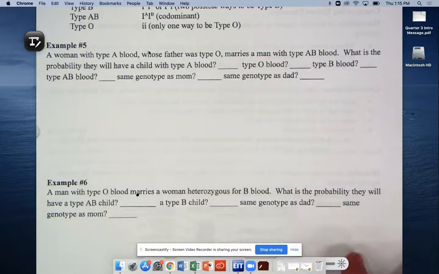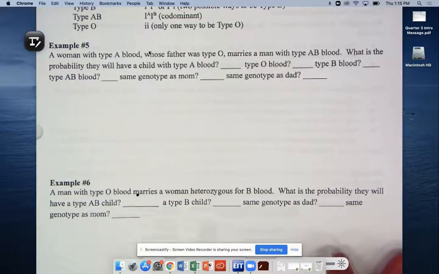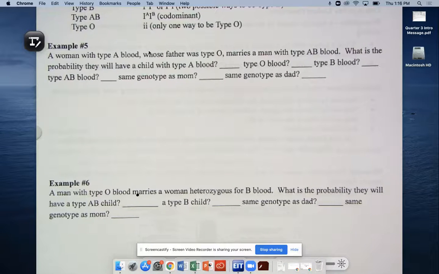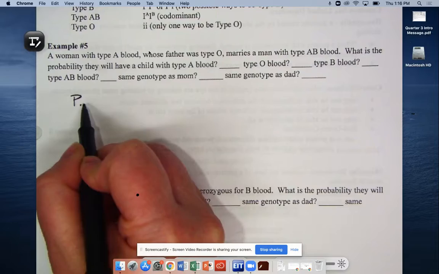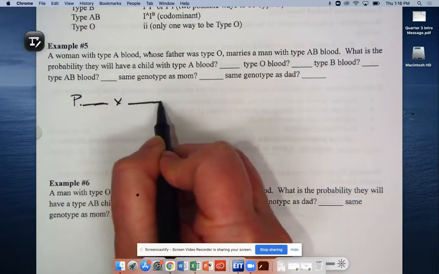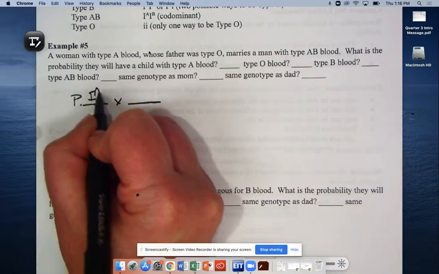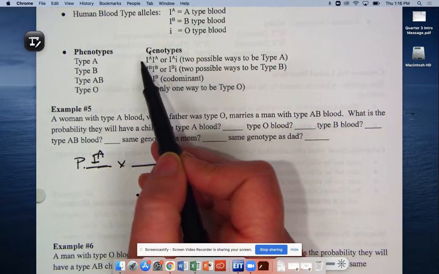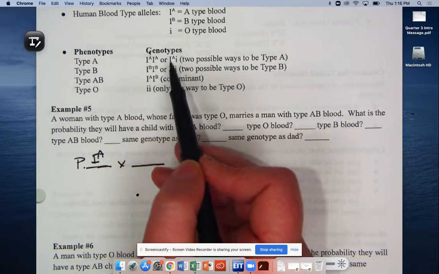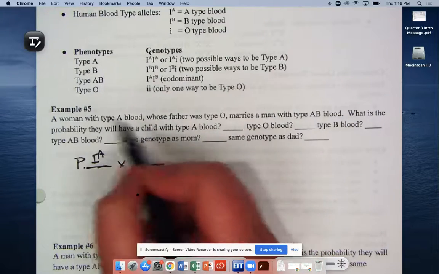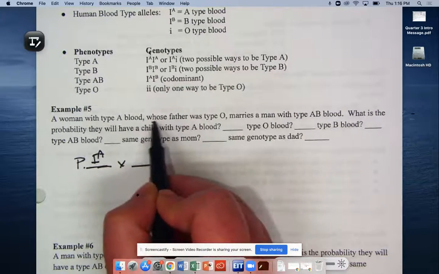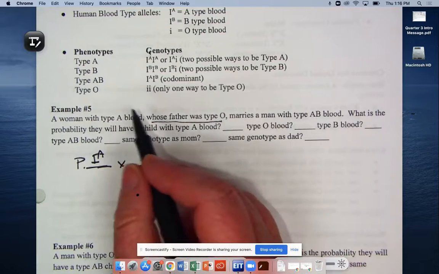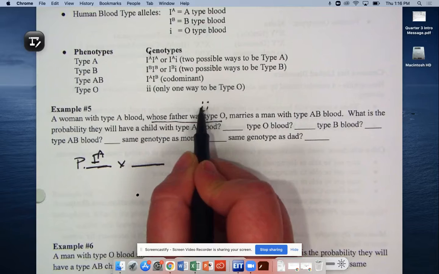Okay, so let's do some multiple allele blood type problems. A woman with type A blood whose father is type O marries a man with type AB blood. So we want to know what the parents are. A woman with type A. If we look up here, type A is IA IA or IA i. So which one is it? How can we tell from the problem? That's actually why we bothered to tell you her dad. So her dad is type O, which is ii.